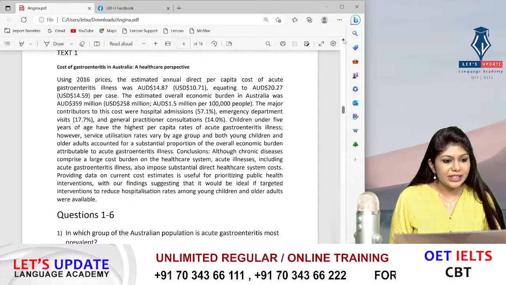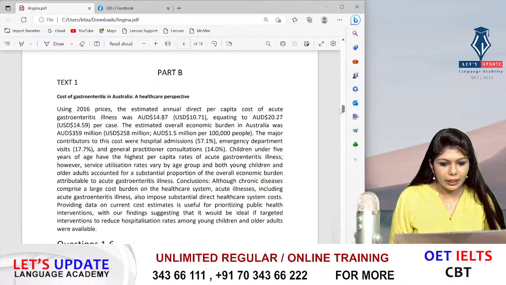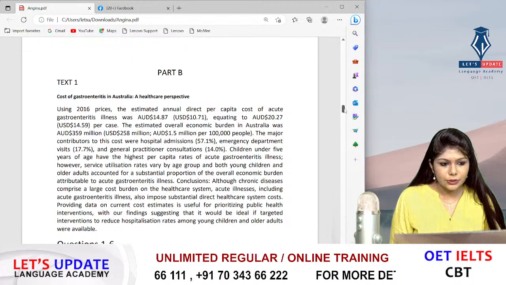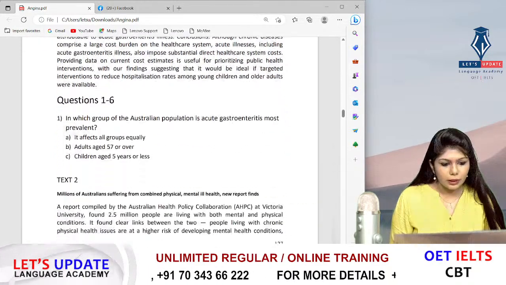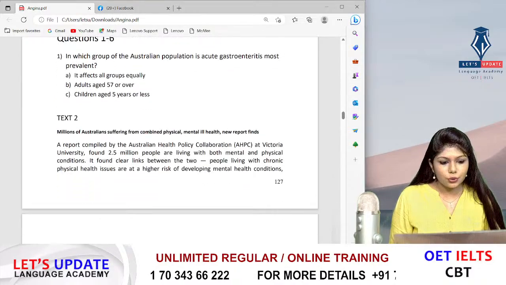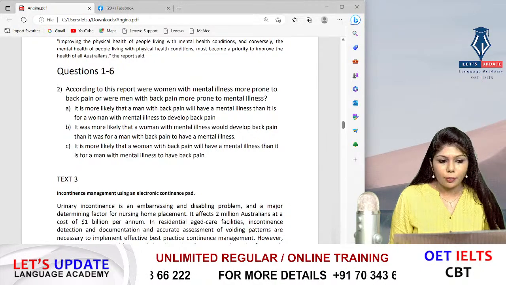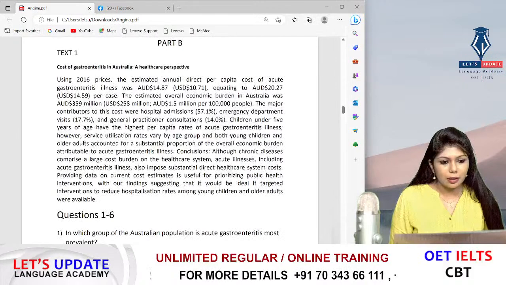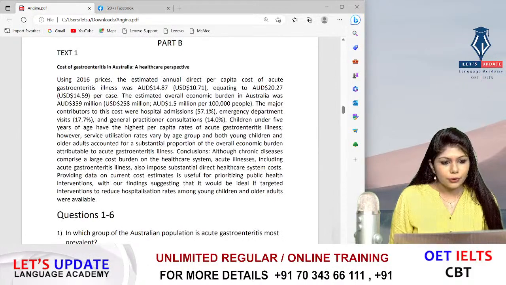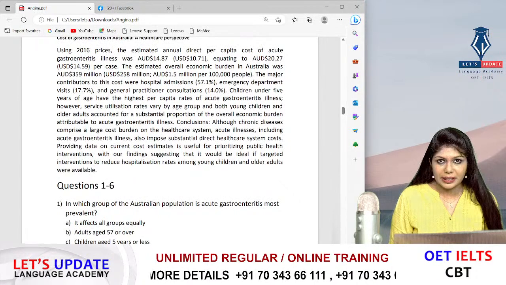This is text 1 of part B. Usually you will have 6 different texts: text 1 followed by a question and 3 different options, and text 2 followed by another question and 3 different options, and so on until question 6. Okay, so that is for part B. Now we shall go about solving part B questions.